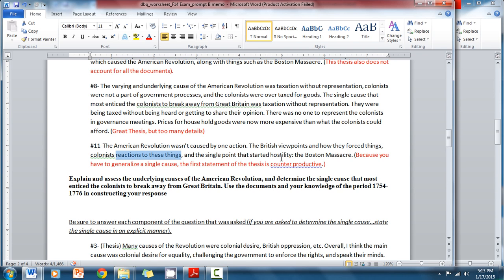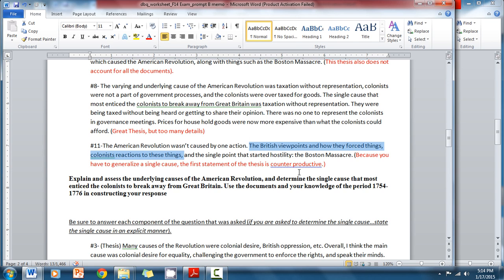And the single point that started hostility, the Boston Massacre. Okay, so that's okay. You usually want to restrain from specific events in the thesis, but since this prompt suggested a single cause, it is okay in this case. If you want to say the Boston Massacre, you acknowledge that as the single cause. I think that's okay. So this prompt actually has a lot of potential. You just have to figure out how to reword this part right here.